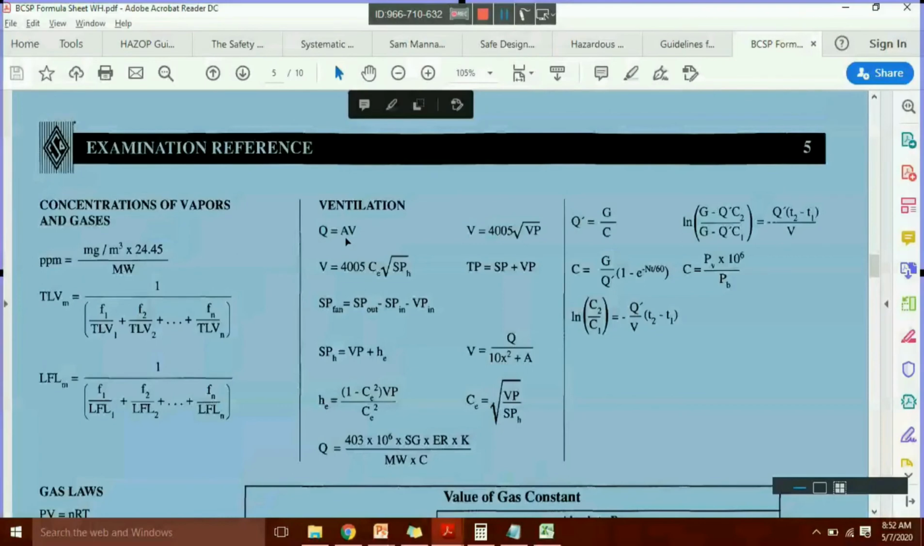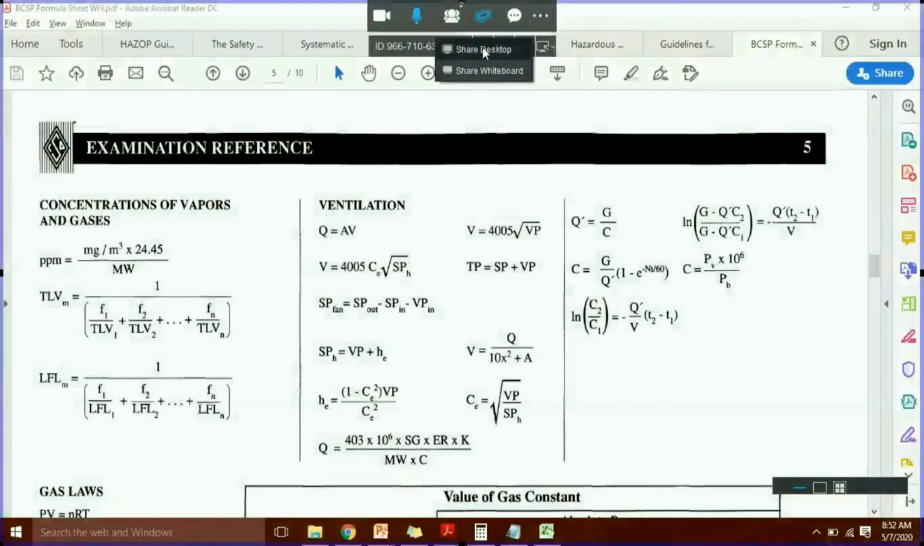What is A? A is area, which is feet square, and V is velocity, which is feet per second. So feet square into feet per second is nothing but feet cube per second.